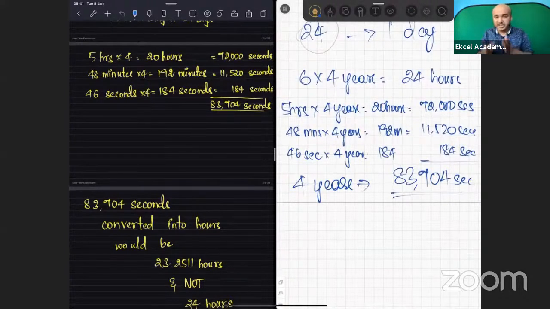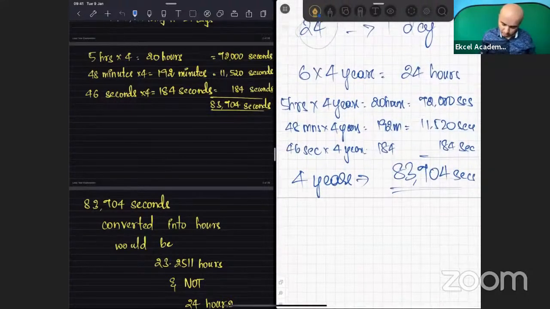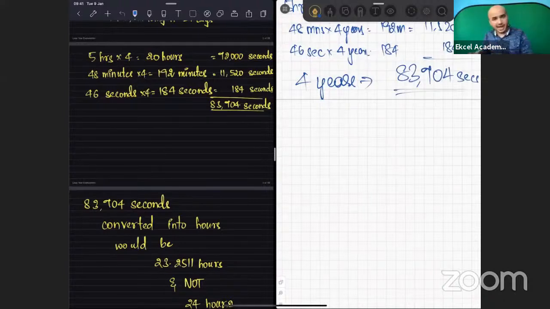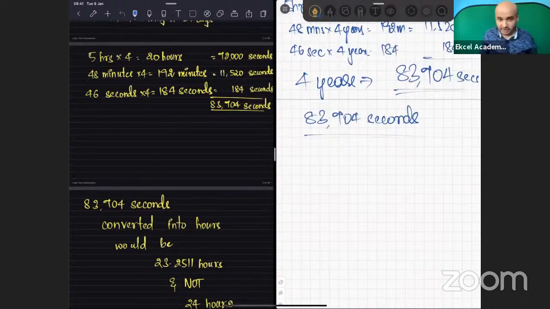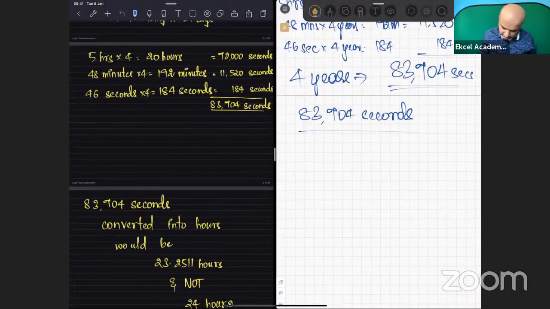What is the total additional time which we have accumulated over a period of 4 years? 83,704 seconds. This is very important. Okay. Now, what I will do is I will try to convert this back to hours. 83,704 seconds divided by, each hour will have obviously 60 minutes, and those minutes will have 60 seconds. So what we can do is we can convert this by dividing by 3600.